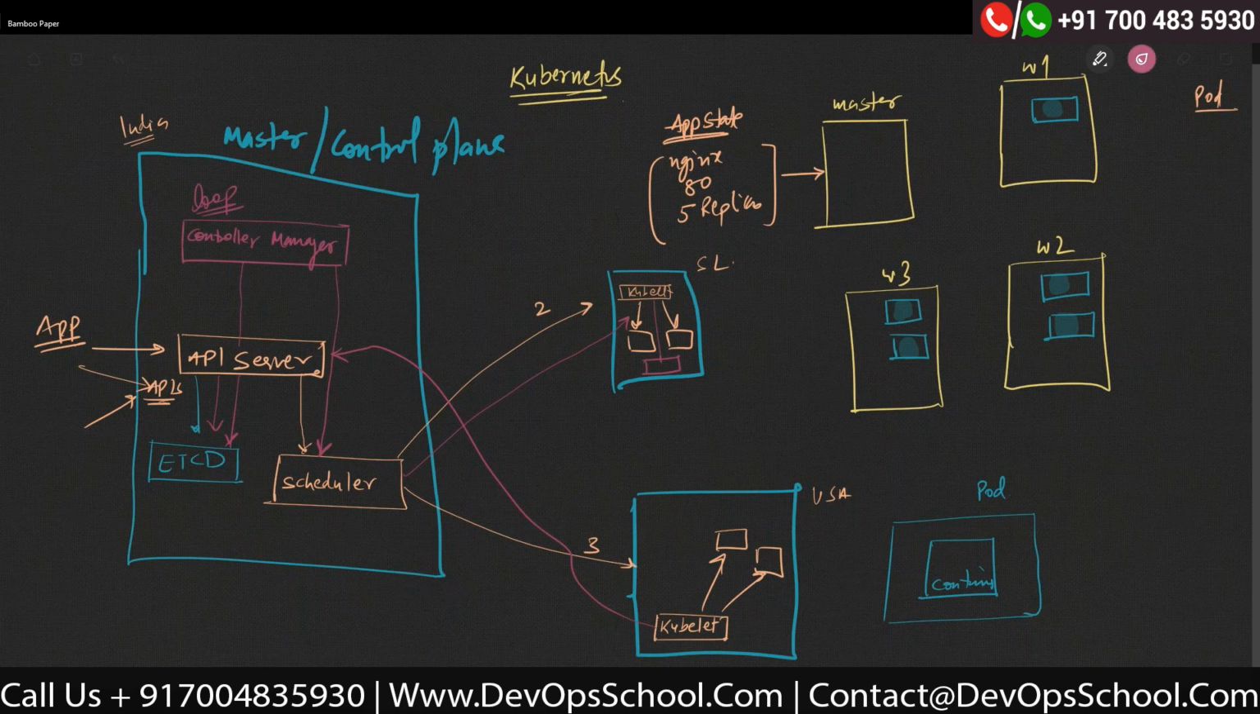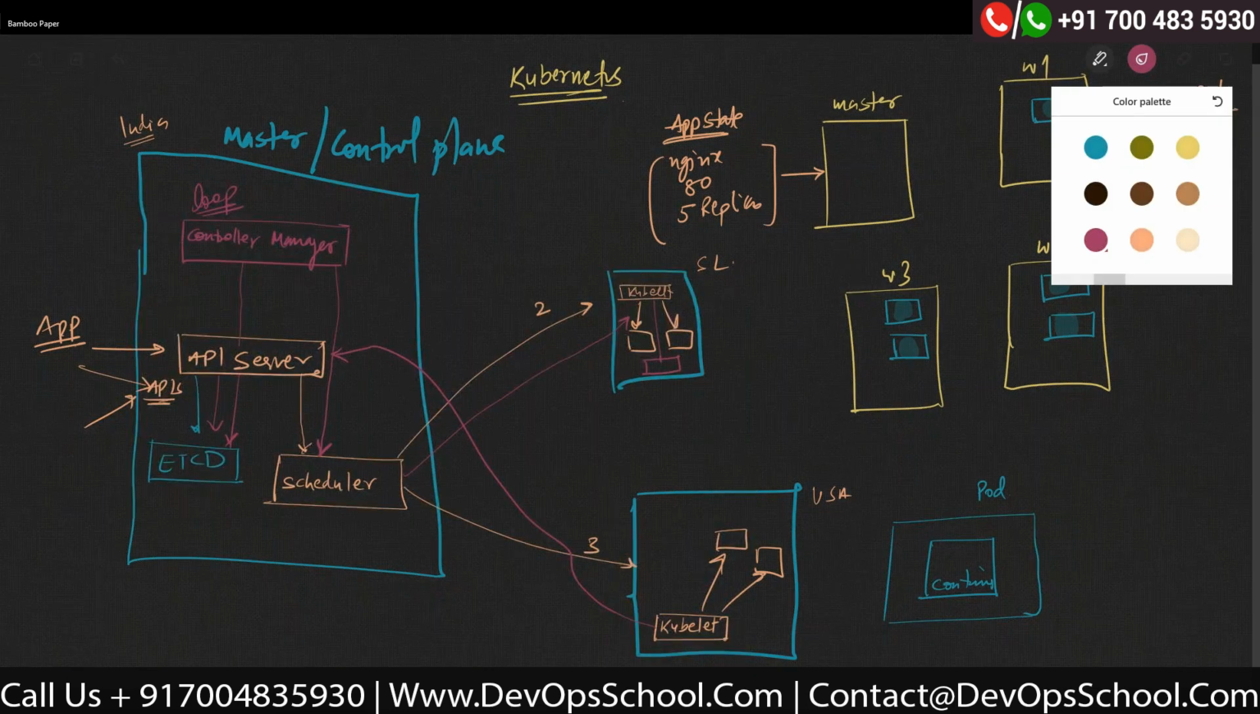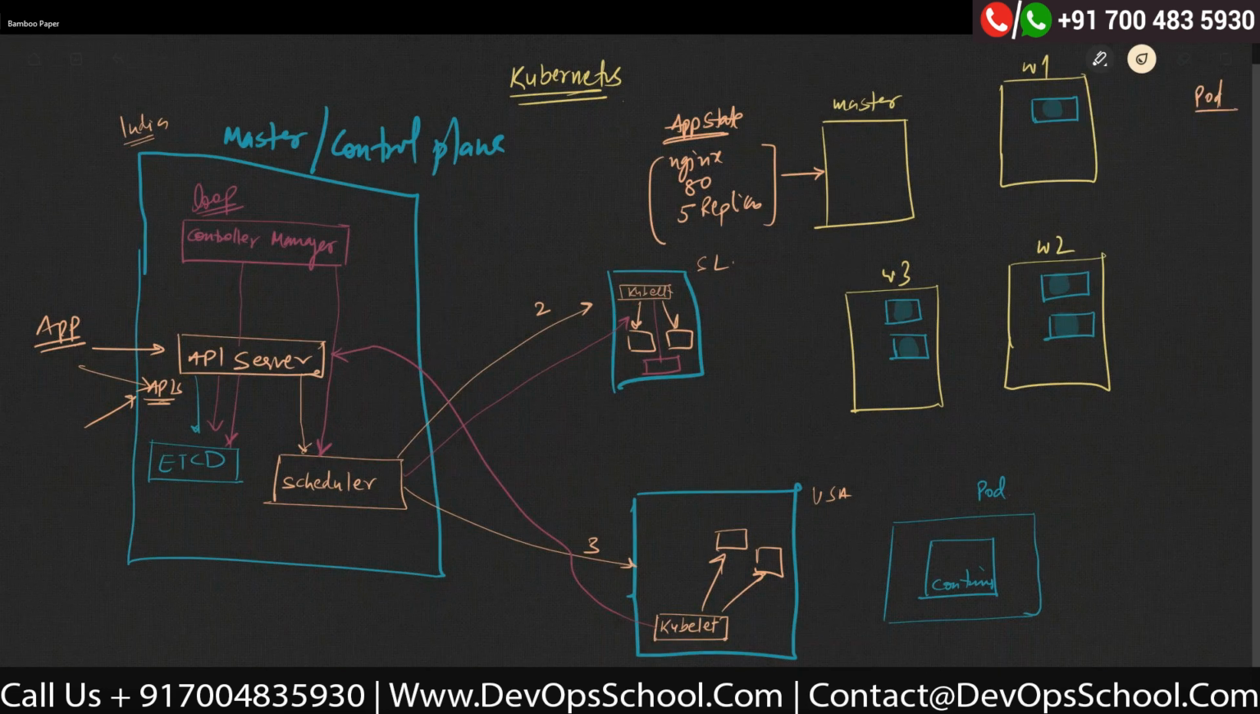There is one more component. Let's call it kube proxy. Okay, there's a component called kube proxy. So what does kube proxy do? Well, kube proxy enables this communication between multiple nodes.